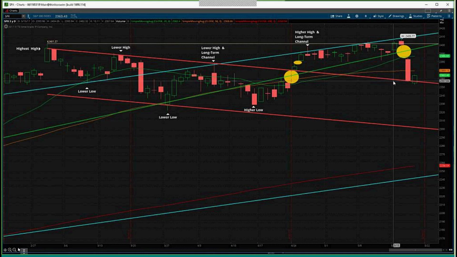And so the fact that we've come down to here, we've at least temporarily, we don't know what's going to happen tomorrow, but we found support. It was a good level of support. This 2350 area, or just above 2350, was a very strong level where I would have expected the bulls to step in, and they have.